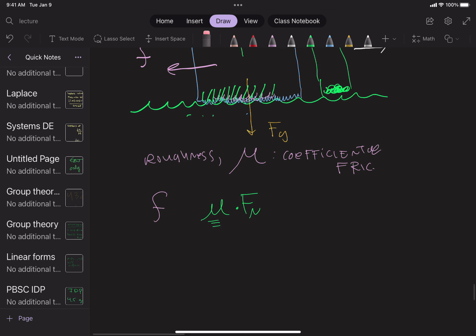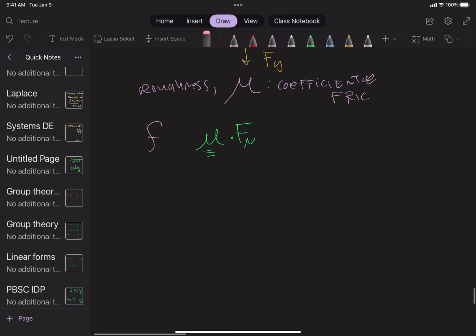We're going to continue with the case not when the block is stationary, but when the block is sliding. So here, let's say that you have this rough floor, and you have the block, and you're applying a force F here, and friction is acting backwards.